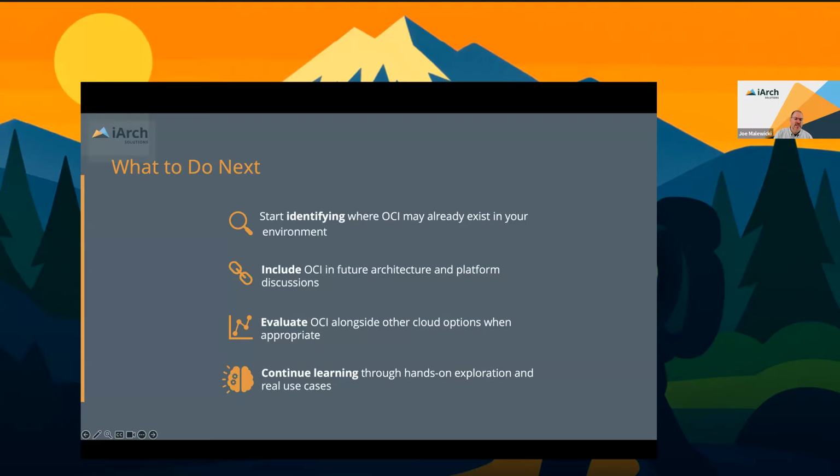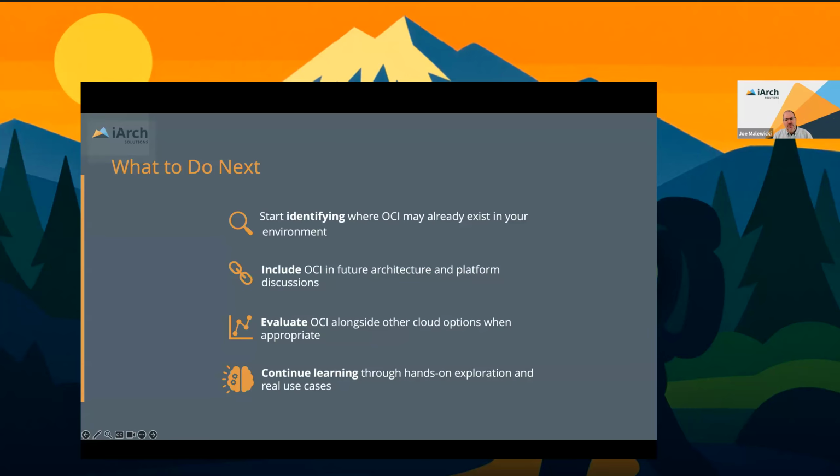Finally, get yourself hands-on wherever you can. OCI has a free tier. It has a range of always free services. Even small experiments or pilots will do more for understanding OCI and what it can and can't do for you than any webinar, including this one. That's where things really begin to click in my mind, when you're getting some actual hands-on exposure to these toolsets.